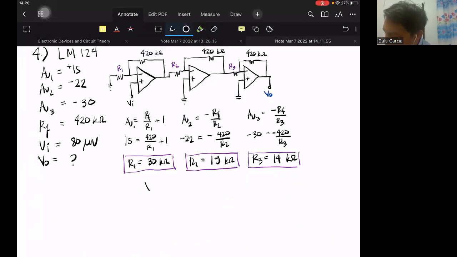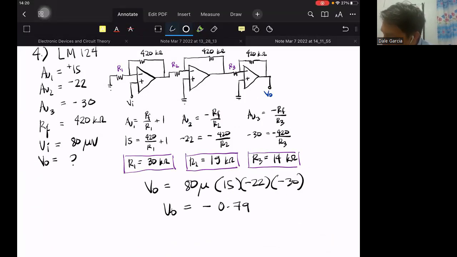So V out is equal to 80 micro times 15, that's negative 22, that's negative 30, which gives 0.79 volts. It's positive, sir? Isn't it supposed to be negative? Negative, thank you. 22, negative. Exactly. Final answer.